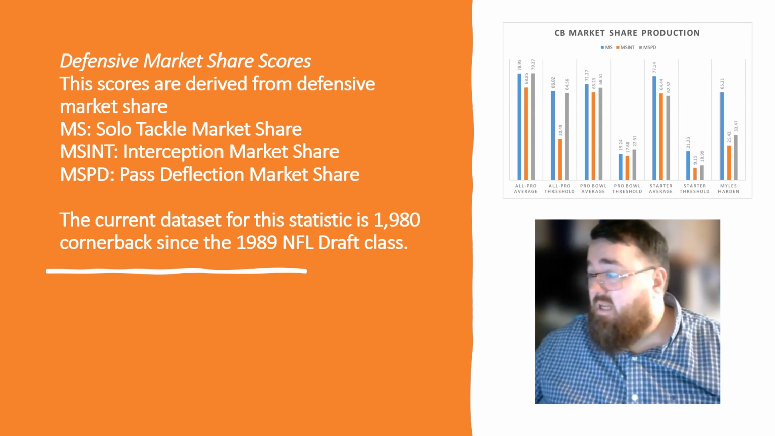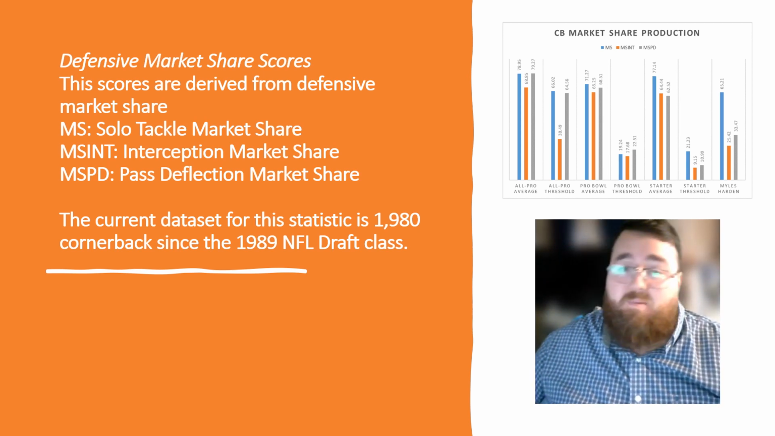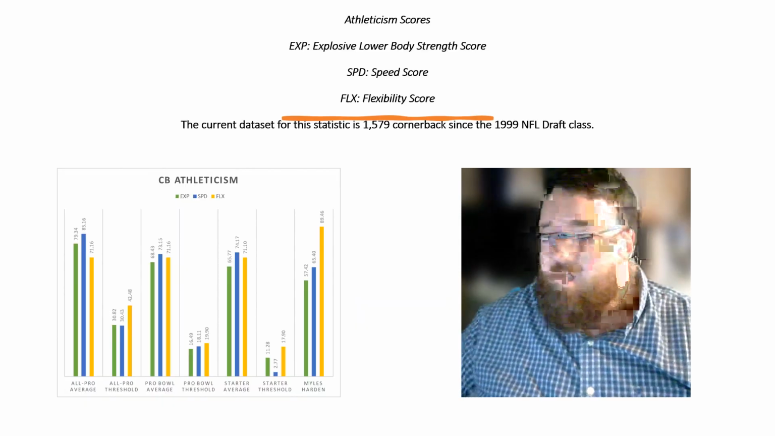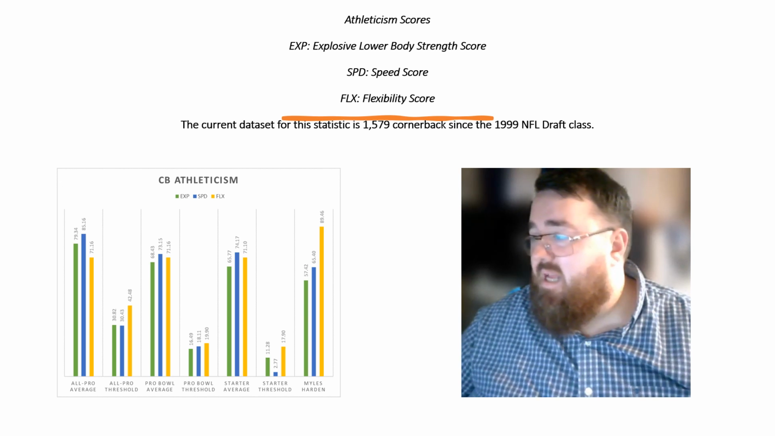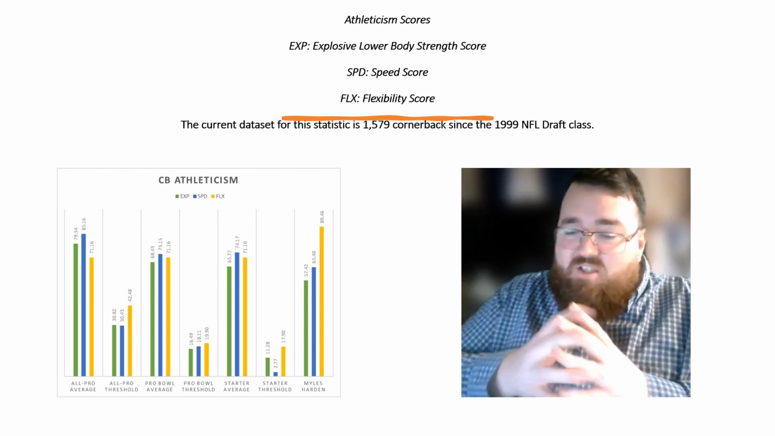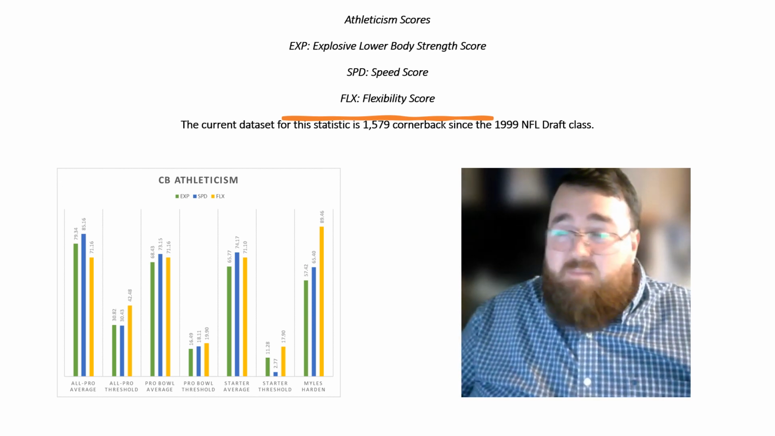Well, taking a look at his production traits, he had above average solo tackle data with below average interception and below average pass deflection data. Not exactly the numbers that you want to hit. Based on his athleticism traits, he had 89 percentile in terms of flexibility with above average speed and above average explosiveness. So he is a good athlete. So there is the gel there to maybe turn him into something, maybe have him on special teams.